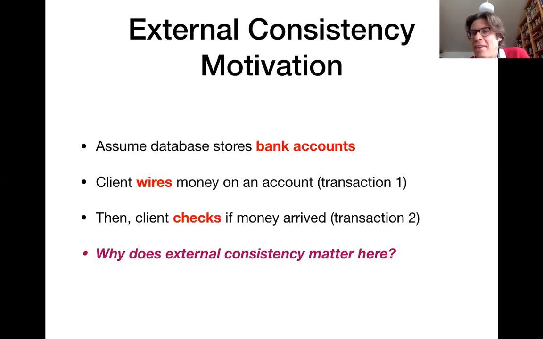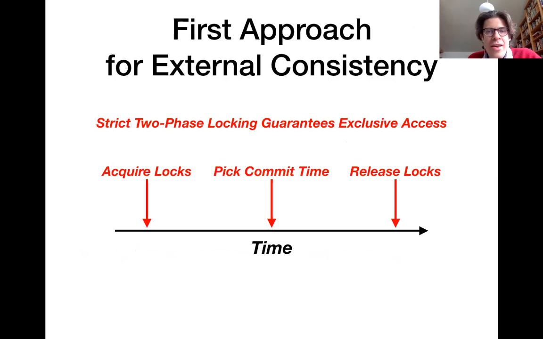Yes, very good. From the client perspective, the client would expect that after having wired the money, when checking the account, the money should actually show up. If that is not the case, then the client might get confused or think that the money has been lost, and so on. So it wouldn't be great. In those cases and in other cases, it would be great if the commit order from the client's perspective actually corresponds to the order in which those transactions have been executed. All right.